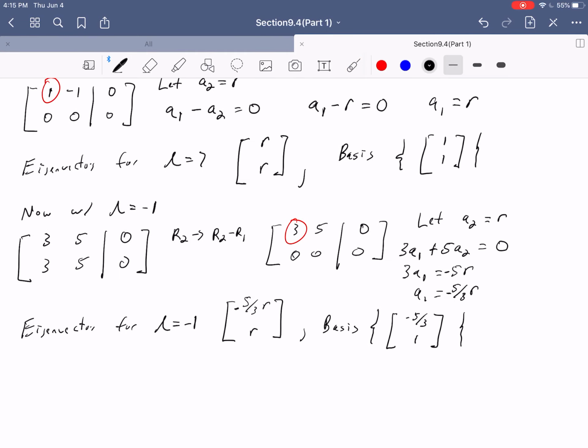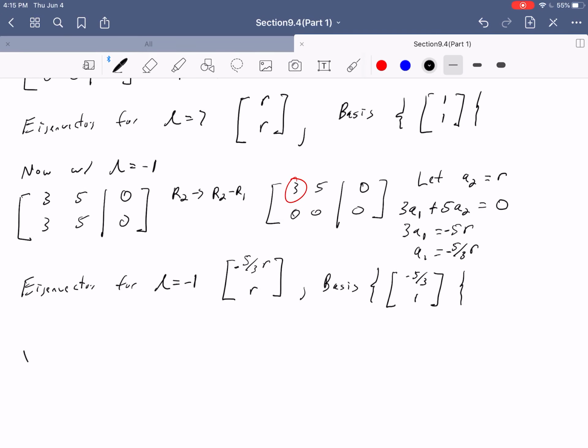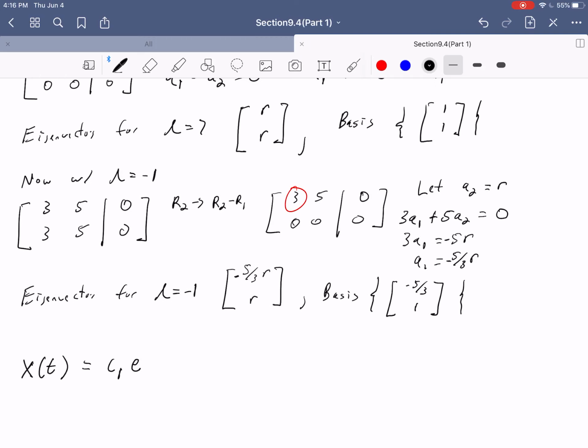Okay, so what does this tell us our general solution looks like? This tells us that our general solution should be of the form c1 e to the, the first lambda we had was 7, so it should be 7t, and then a representative eigenvector for that eigenvalue is 1, 1. And then plus c2 e to the minus t, that's our second eigenvalue, and a representative eigenvector for that eigenvalue we chose as minus 5/3, 1. So there we go.